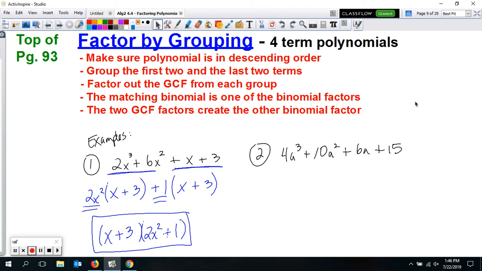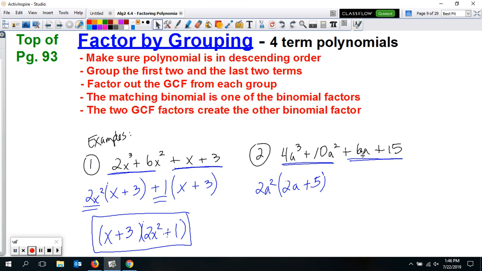Okay, hopefully you've paused the video and you've completed number 2. And if we want to first group the first two, group the second two. So out of the first two, we're going to factor out 2 as far as the number goes, 4 and 10. So they're both even. 2 can come out and an a squared. So 2a squared comes out. What's left is 2a plus 5.